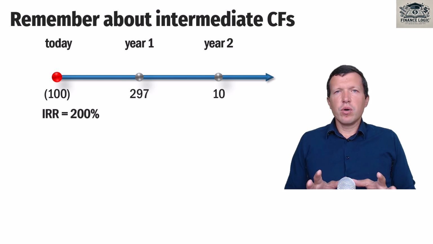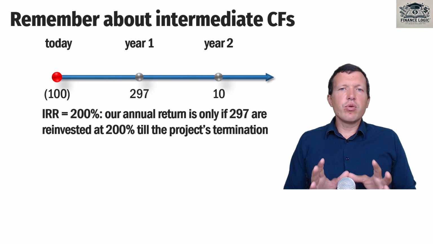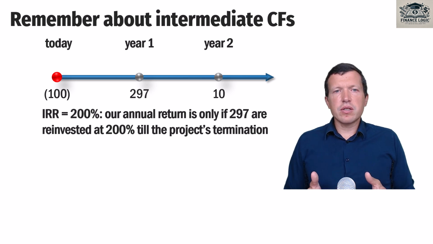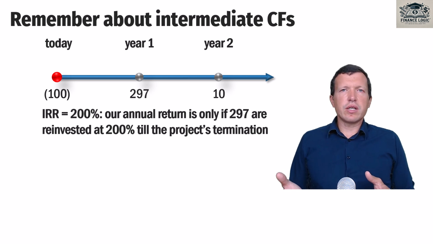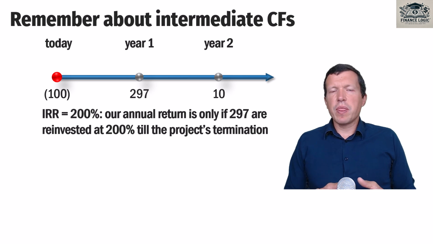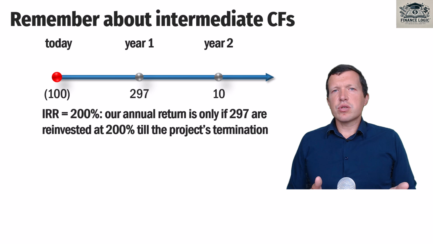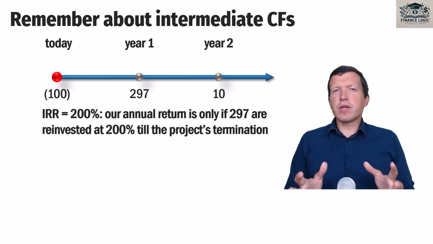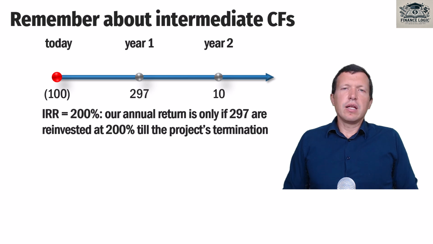But in fact, we are able to earn 200% per year only if 297 is reinvested at 200% till the project's termination. So for 1 more year we need to reinvest 297. IRR here is quite high, and I guess it's very difficult to find some 1-year project where we can get so high a return, because the amount of 297 is so high, and it's very difficult to find an investment that gives us 200% per year.